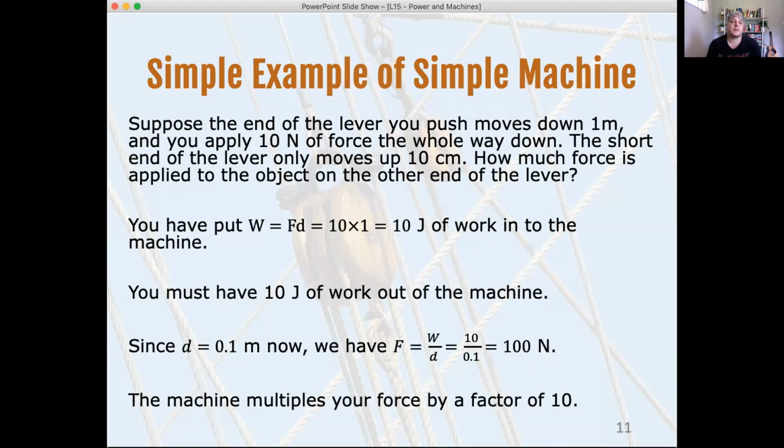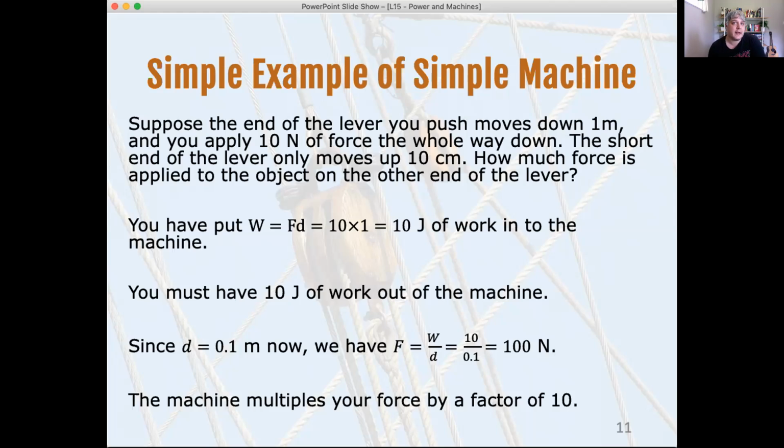So the short end goes up 10 centimeters, the long end goes down 1 meter. So we know the input, 10 newtons across 1 meter is 10 joules. We're putting in 10 joules. That's the work put into the long end of the lever. So the short end of the lever must put out 10 joules, but it's only traveling a distance of 0.1 meter now, 10 centimeters. So that means the force output is going to be 10 divided by 0.1, work over distance, 100 newtons. So we put in a force of 10 newtons and we get out a force of 100 newtons, which is actually really useful. It means we can lift things that are a lot heavier than we otherwise would normally be able to lift.